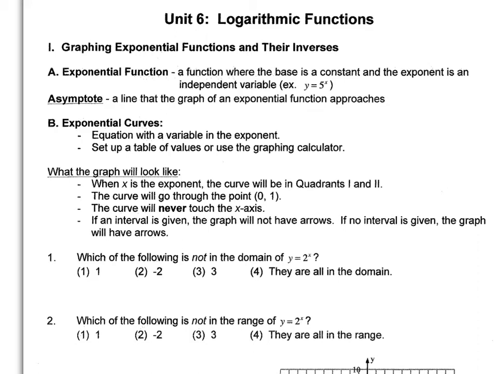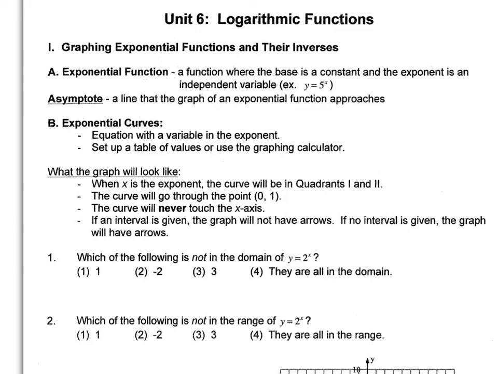All right, we're starting Unit 6, which is logarithmic functions. But before we actually talk about logs, we're going to talk a little bit more about exponential functions and their inverses. So I want you to read what's here. And then I want you to answer number 1 and 2 using your graphing calculator, because you're going to need to put those equations into the graphing calculator and scroll the chart to look at the domain and range. So pause the video, do what I just said, and then come back and we'll talk a little bit more.